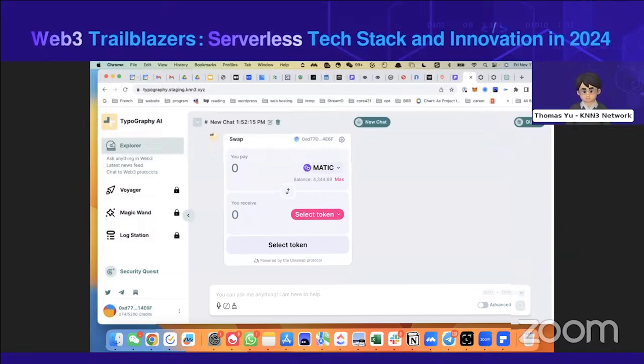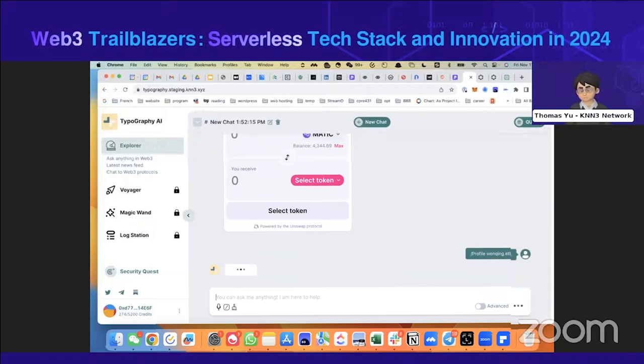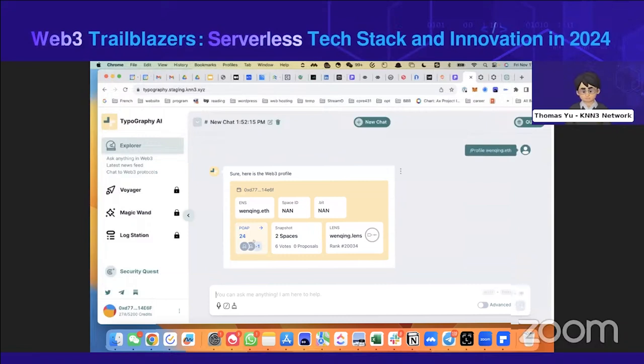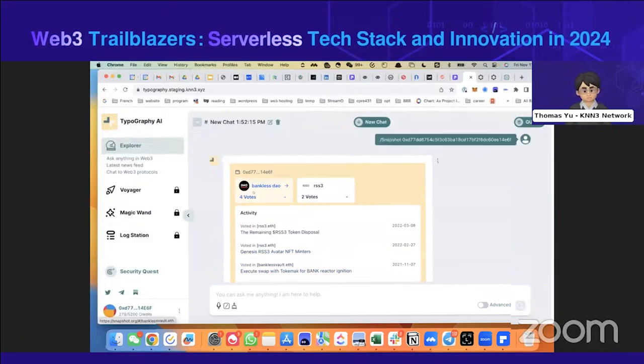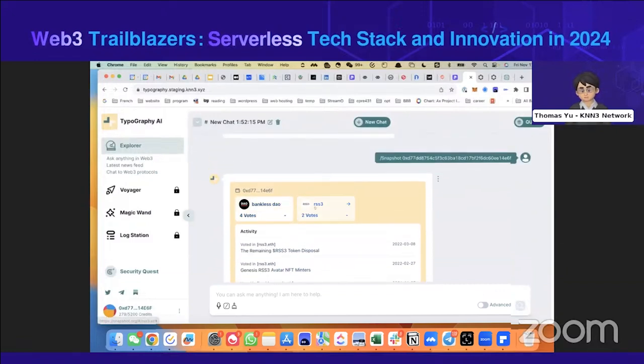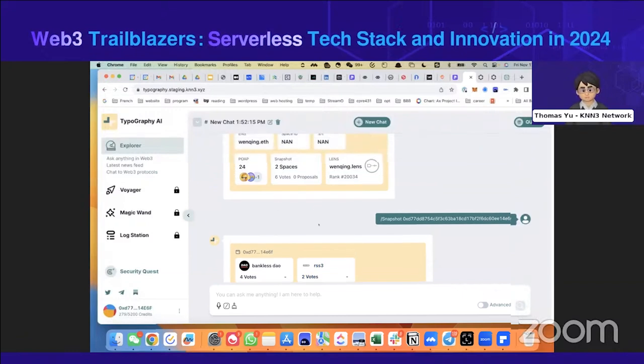And then you can also, let's say you want to check someone's profile, if you met a friend called Wenqing today. And then you probably want to know what exactly Wenqing has done on the blockchain. And probably he got some vote in the snapshot. And then you can see what's the interest of the DAO or communities that he has contributed to.